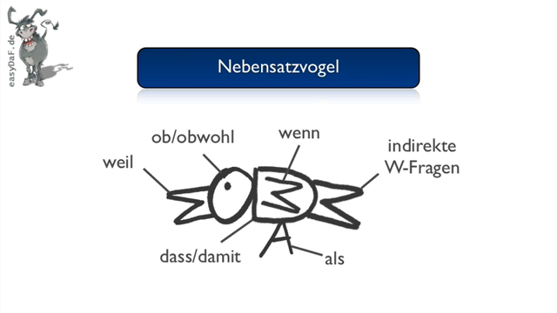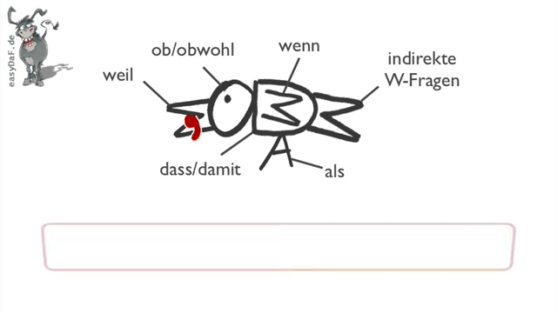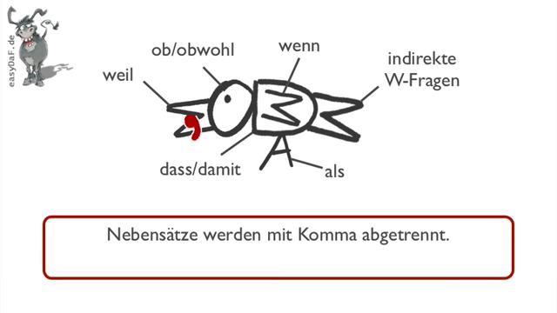And there comes another rule with it. This is a little comma. That means all those subordinate clauses are separated with a comma. We use a comma when we use subordinate clauses to separate them from the main clause. All right. Now we're gonna add two rules to this. One you've already heard. It's Nebensätze werden mit Komma abgetrennt, which means subordinate clauses use a comma.